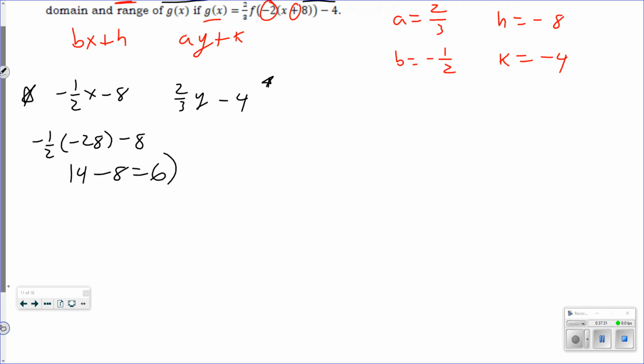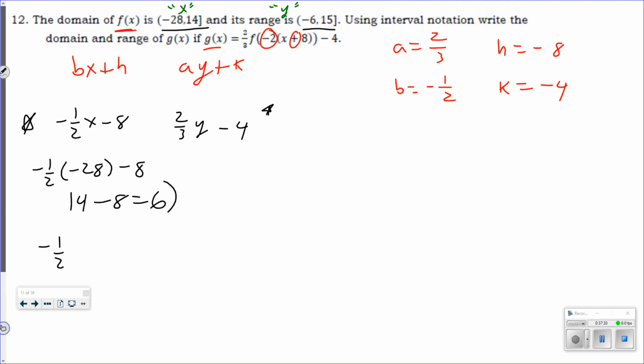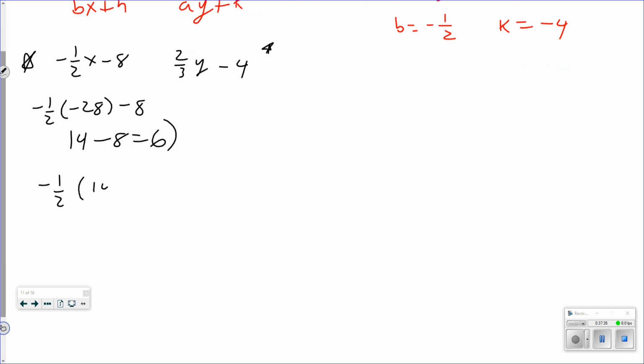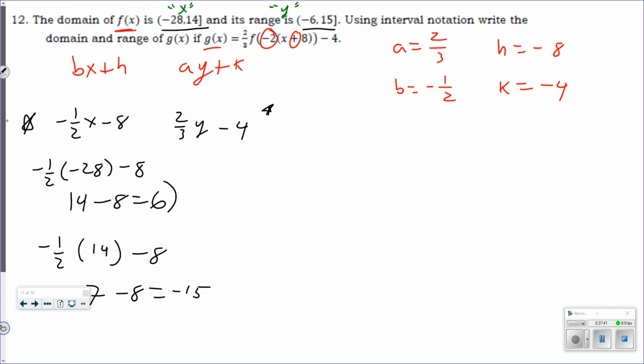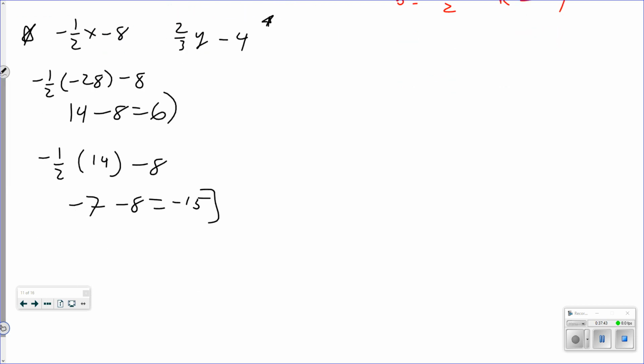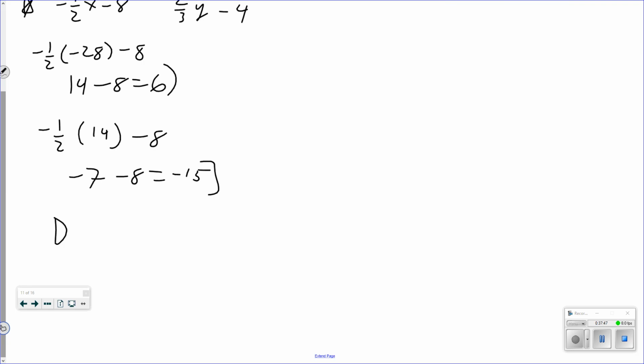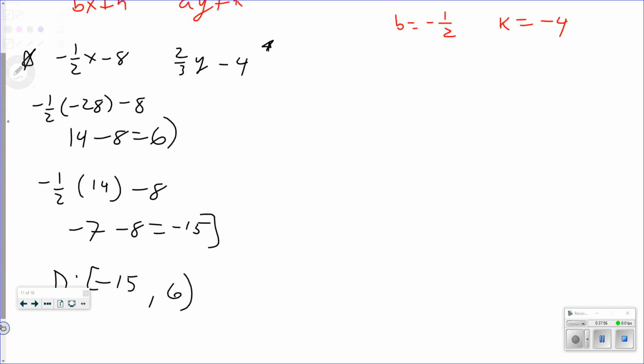Now I'm going to do the same thing, but I'm going to use 14. Negative 1/2, 14 minus 8. Negative 7 minus 8 is negative 15. 14 has a bracket, negative 15 gets a bracket. All right. So my new domain is going to be from negative 15, because that's smaller, to positive 6 with a parentheses. And now I'm going to do the same thing for my y's.